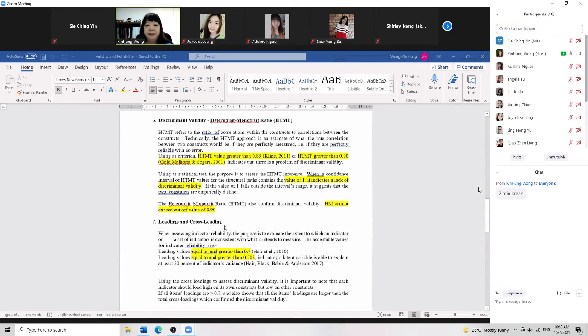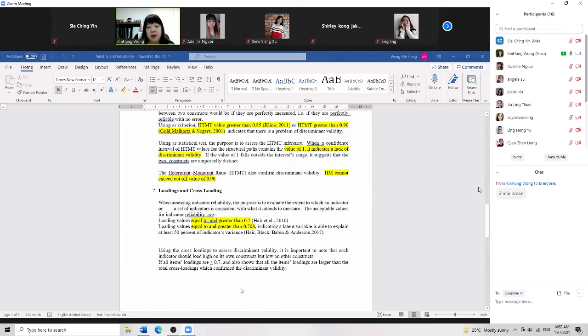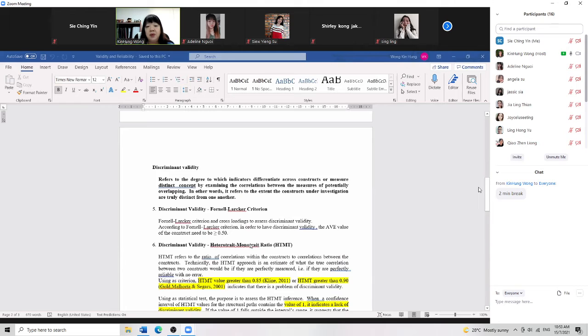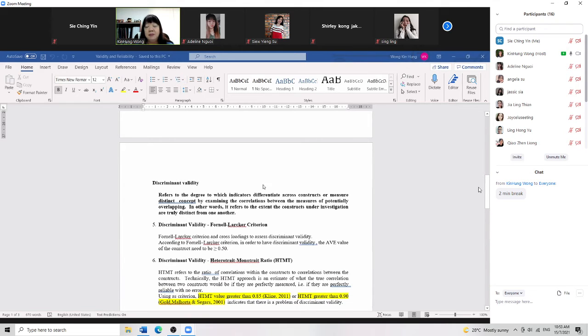For this Smart PLS, the external model and internal model is the understanding of Smart PLS that you need to know. All right. So any more questions on this Smart PLS?